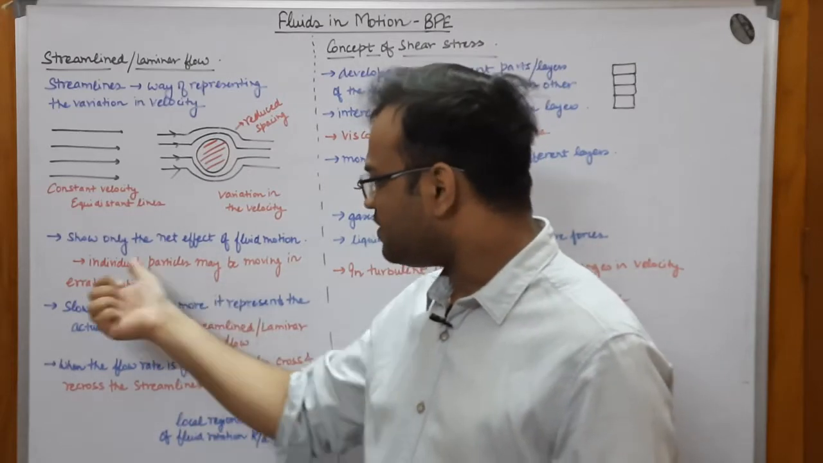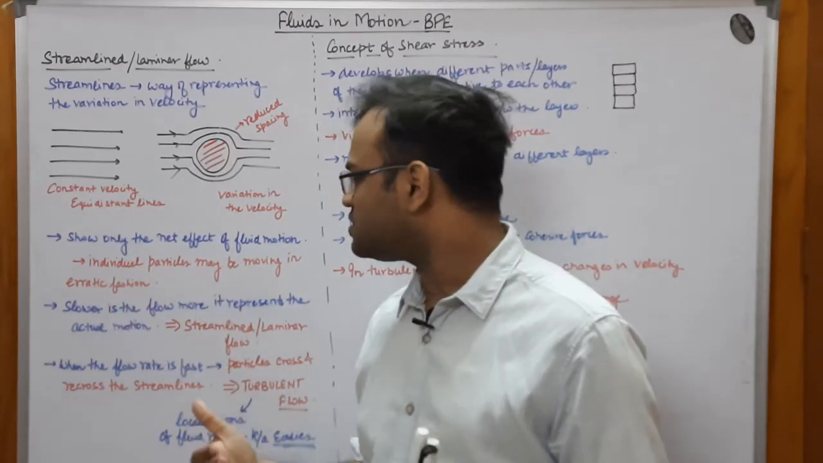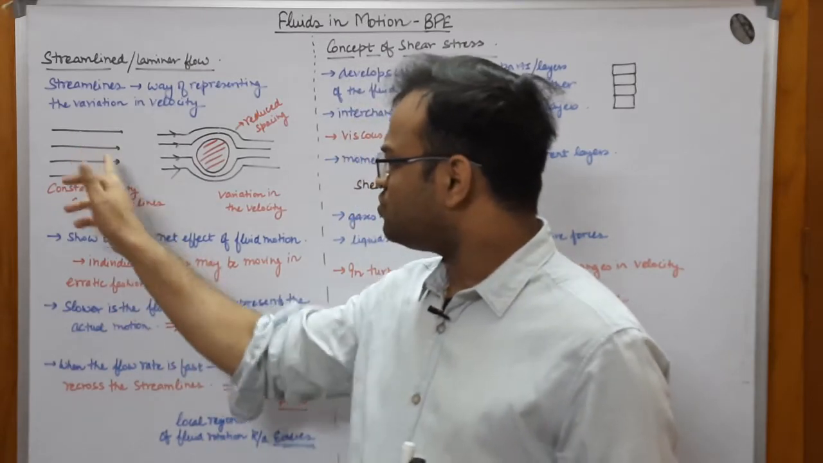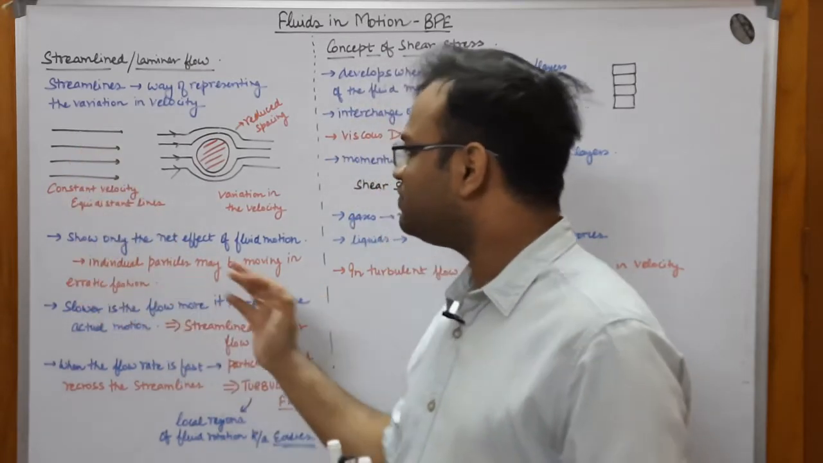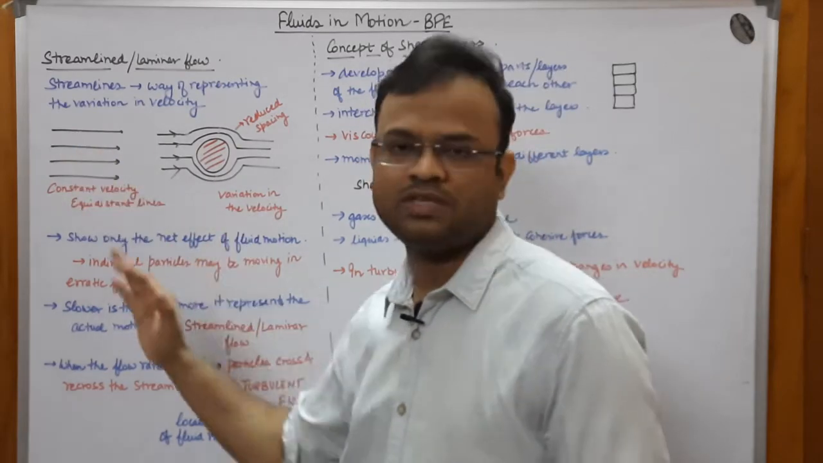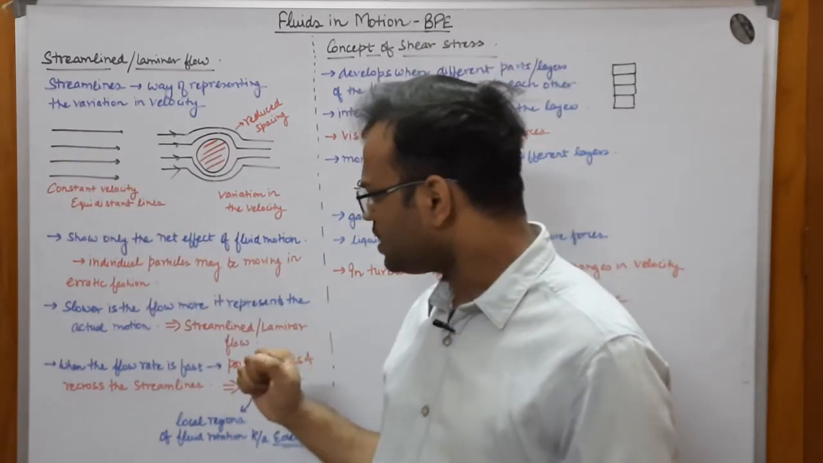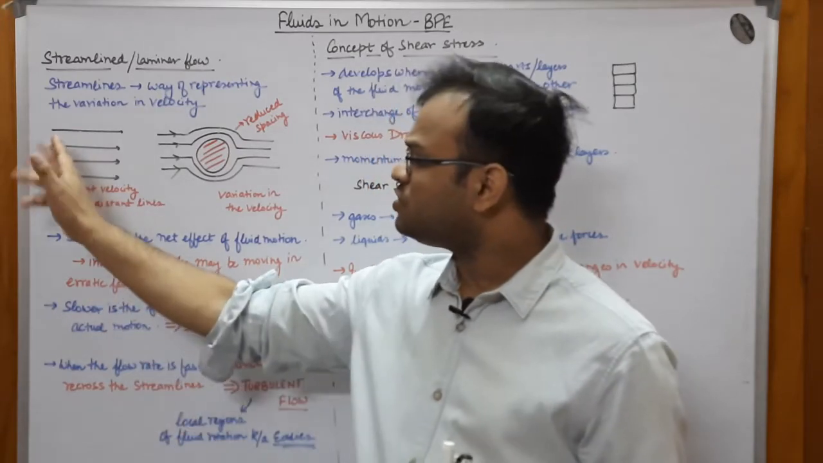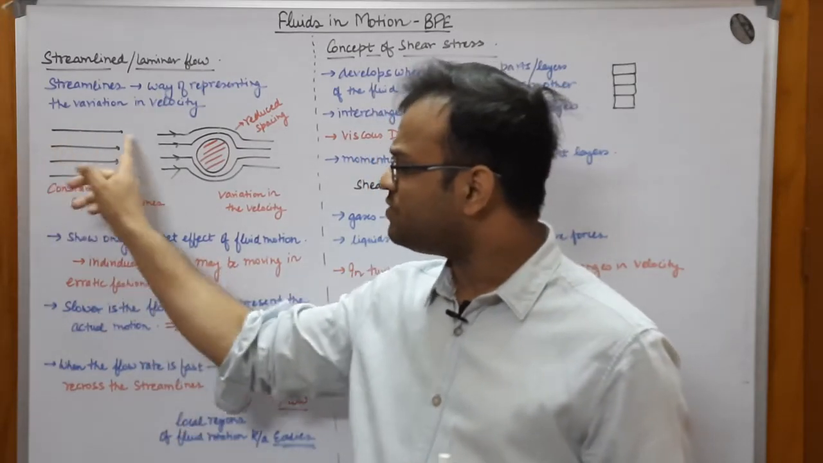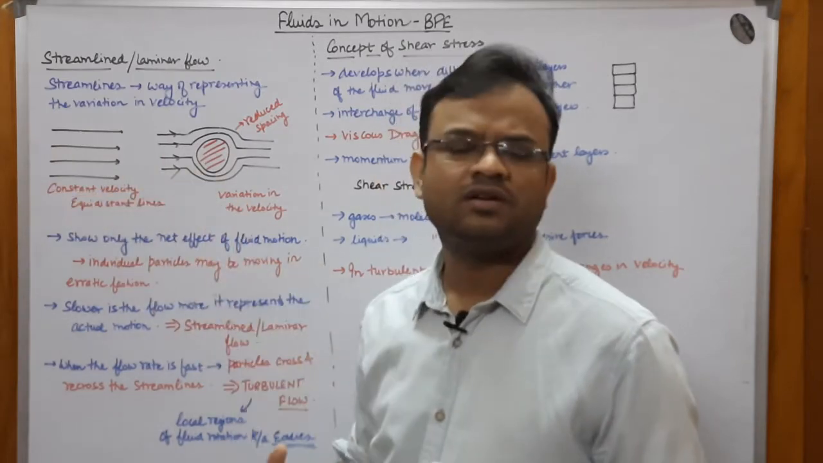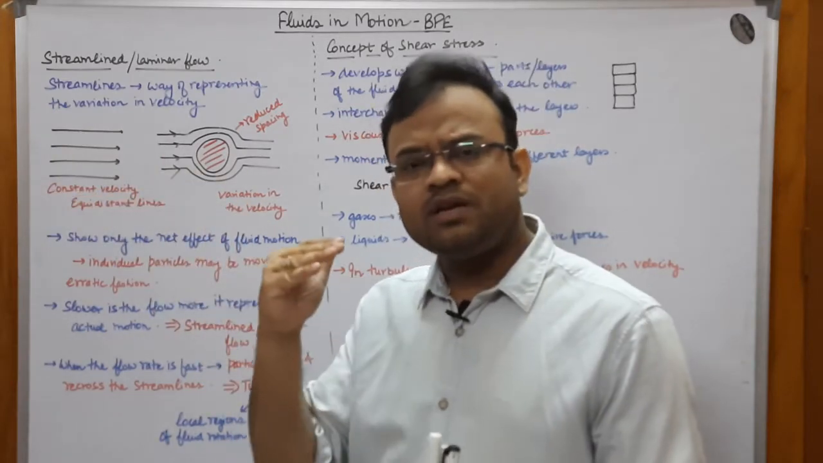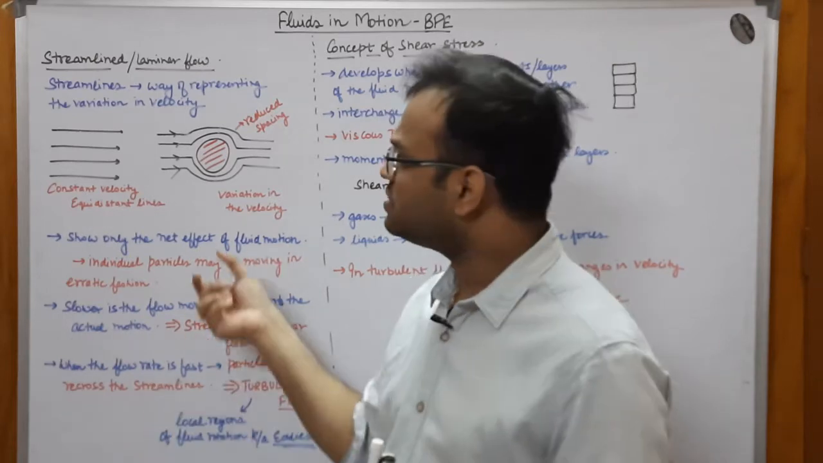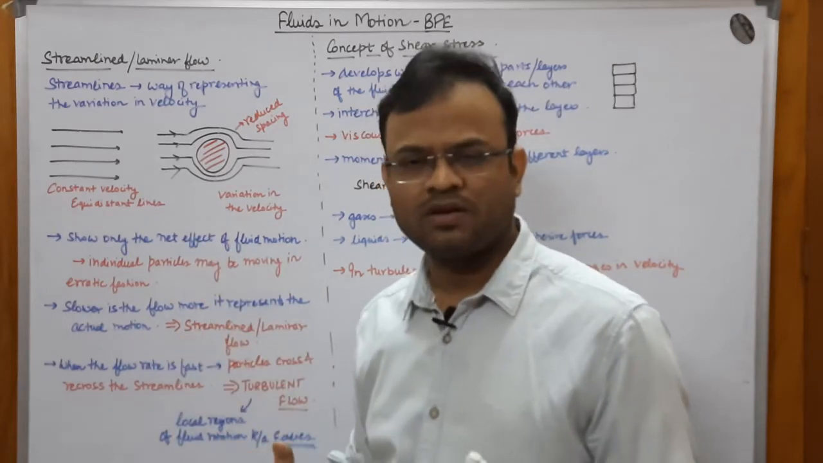So that is why I've written over here that individual particles may be moving in an erratic fashion, and this actually shows that only the net effect of the fluid motion is being shown with this diagram. Okay, now understand that slower is the flow rate, or slower is the velocity of this fluid, more it would be representing the streamlined flow, right?